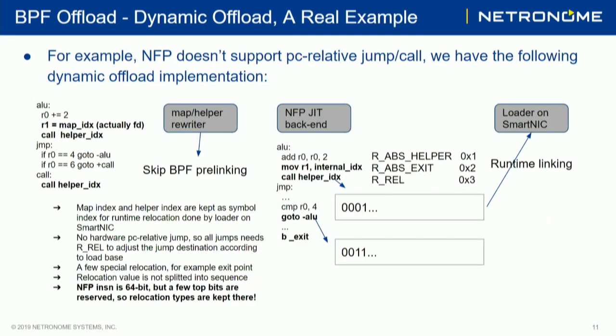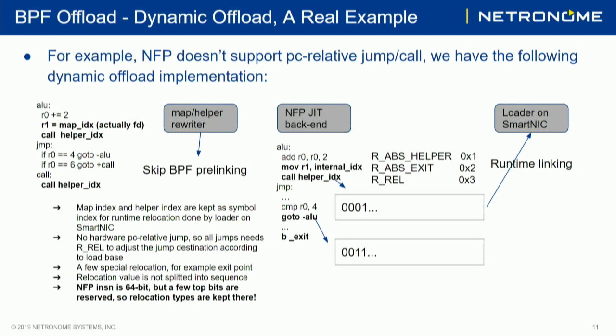One real example is NFP BPF offload. NFP is a little bit complex because we don't have relative jumps, so everything is an absolute jump, and we can't do it at the moment. What we are doing is keeping those map indexes and helper indexes in the BPF sequences. Generally, we completely skip the BPF pre-linking on the host side. Then we pass those indexes down to the runtime loader on the device. We also encode the relocation information in the instruction itself, because luckily the NFP instruction is 64 bits with some top bits not used. So we use those reserved bits to encode relocation information. Then we have a runtime loader on the device which can relocate the image, to relocate the jumps to the runtime code address.